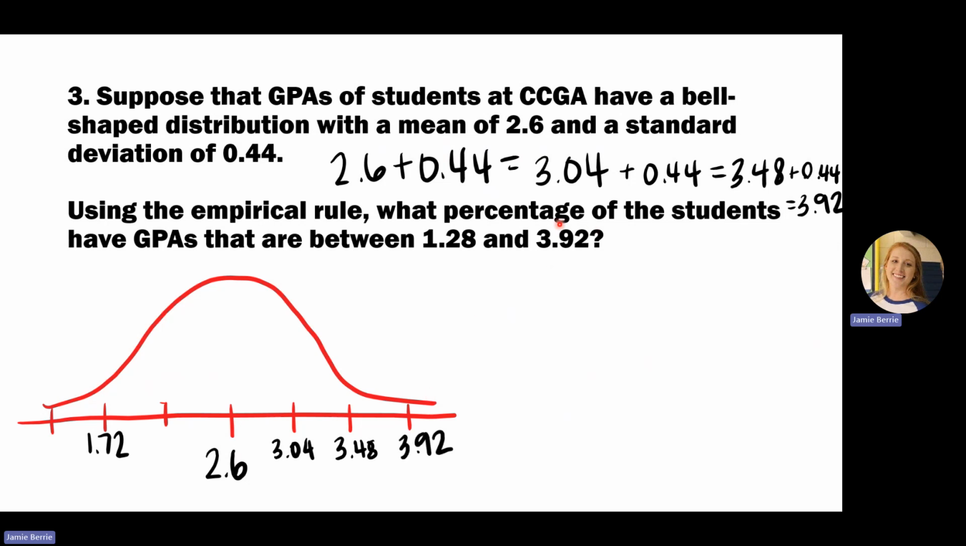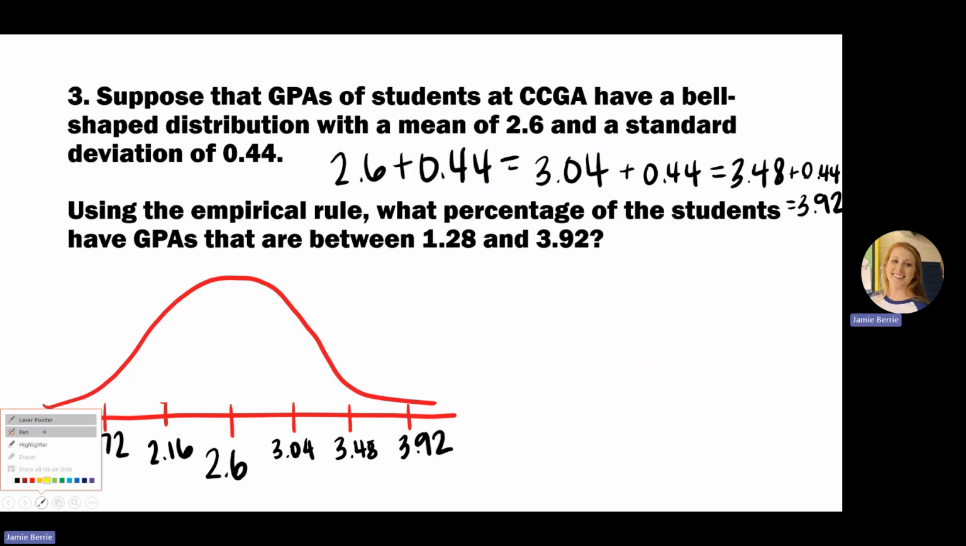That's the number we were looking for. Remember, 3.92, that was part of the problem. All right, so we know that's going to be used in some way. But now let's go to the left. All right, we need to get to that 1.28. So let's go to the left. We're going to subtract 0.44 this time. So 2.6 minus 0.44 is 2.16.